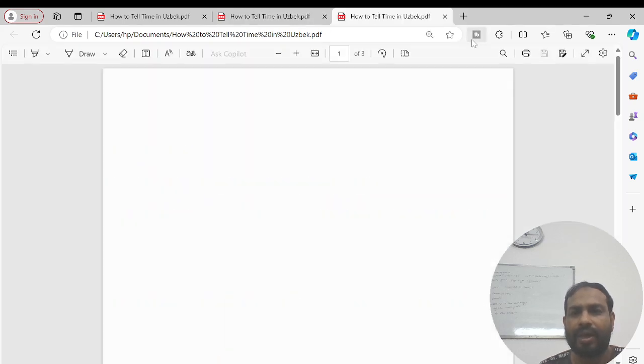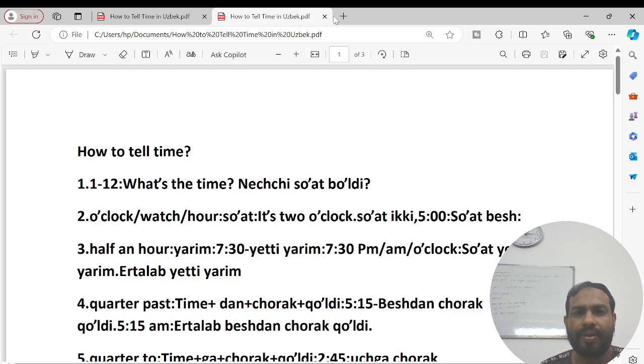How to tell time. Here, first of all, you'll have to know what's the time by your watch. So you'll have to say neche saat bo'ldi. Neche saat bo'ldi. You're asking about time.